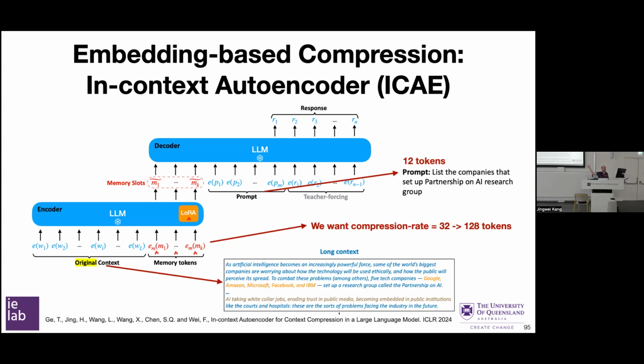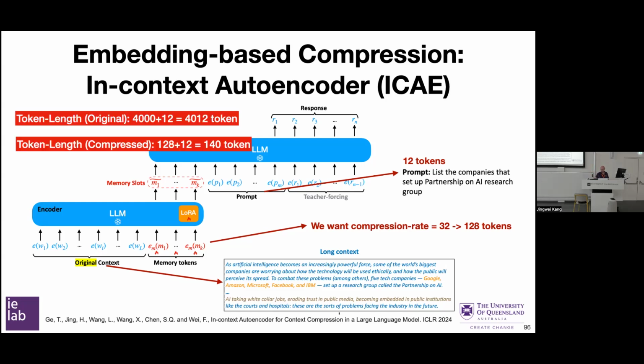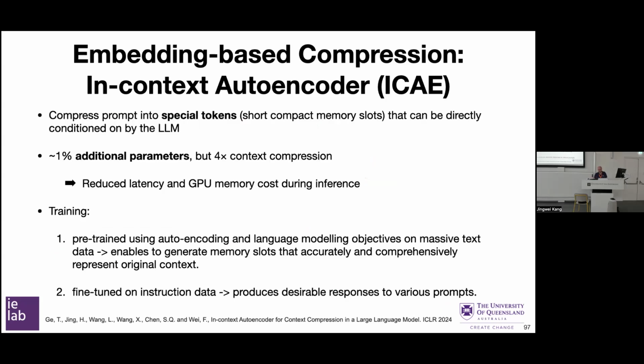We add a bit more instructions, that's the prompt there, 12 more tokens. And what we end up doing is compressing a prompt of 4,000 tokens into a prompt of 140 tokens. So it's a huge saving there. And so we can be faster, and we can put more content into our prompt. Okay.